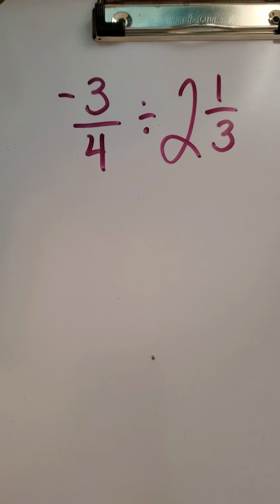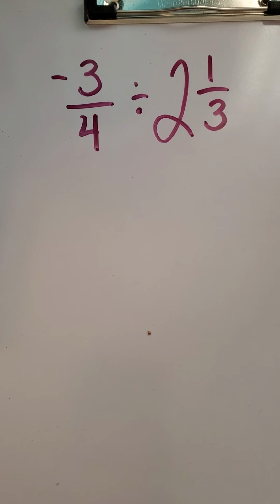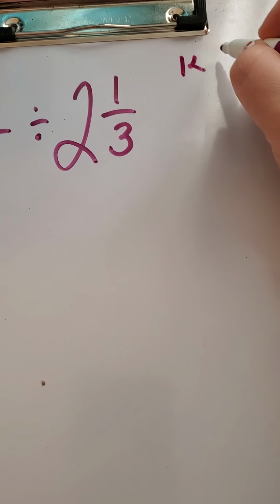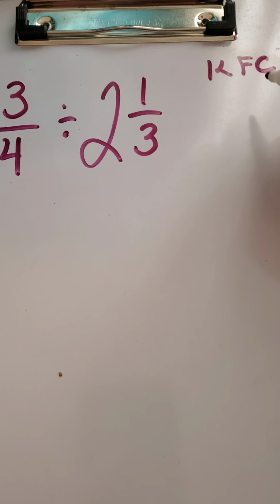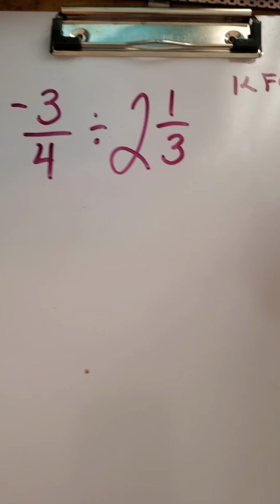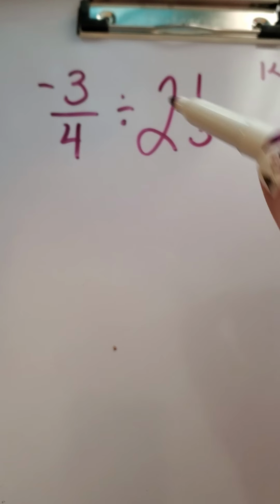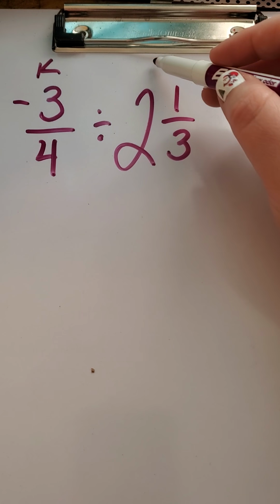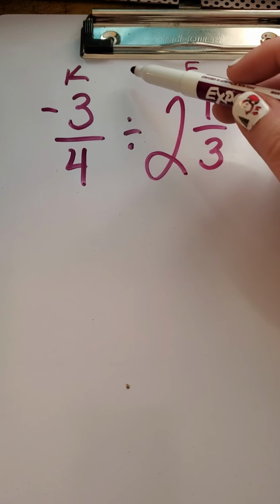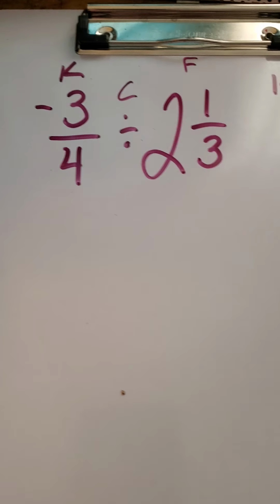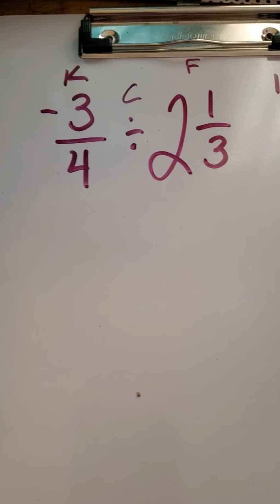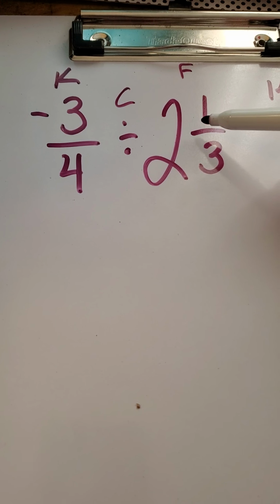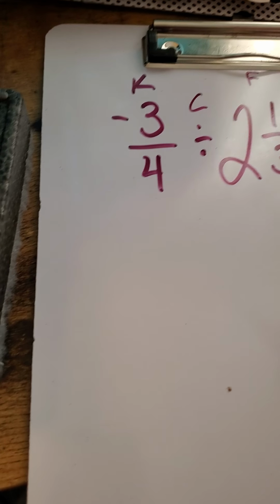Okay, for dividing fractions, you're going to be following what I call KFC. So keep, flip, change. So I'm going to keep my first fraction the same. That's not going to change. I'm going to be flipping the second one, and I'm going to be changing to division. But before I do that, I have to change this whole second fraction into an improper fraction. I can't use the mixed number.